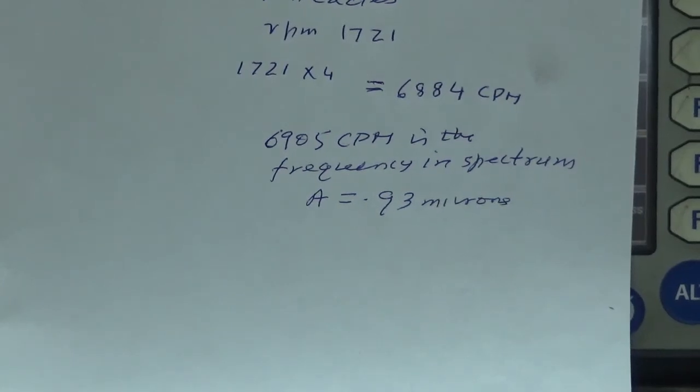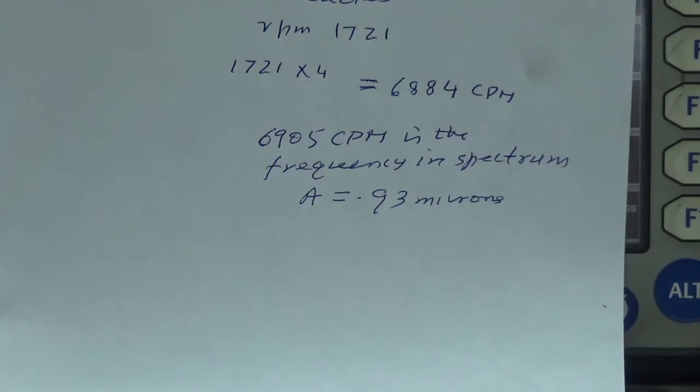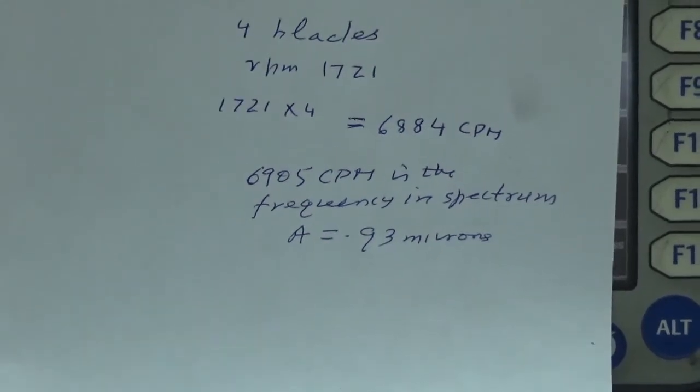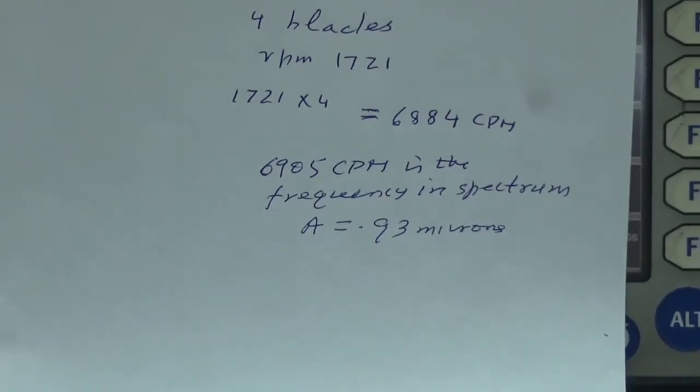You can see here that RPM is 1721 and the number of blades is 4. There are 4 blades, and 1721 multiplied by 4 is 6884 cycles per minute, and if I see this frequency in the meter, it will tell me that the blades are touching the cover.